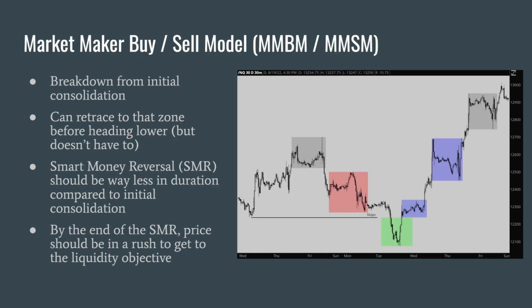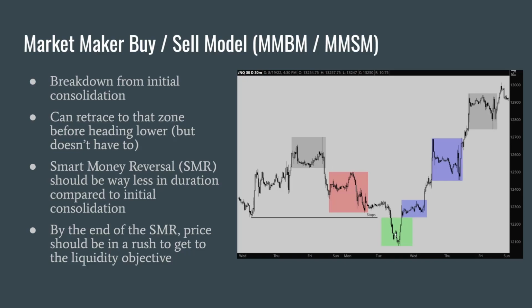Now, another topic that's covered in the series is the market maker buy and sell model, abbreviated MMBM or MMSM. And so if we're looking at a market maker buy model in this case, we see a breakdown from an initial consolidation zone, which would be right here. We see a move lower, some more chop in this area. The second distribution zone can retrace to the initial consolidation before heading lower, and in this case it does, but it doesn't always have to.